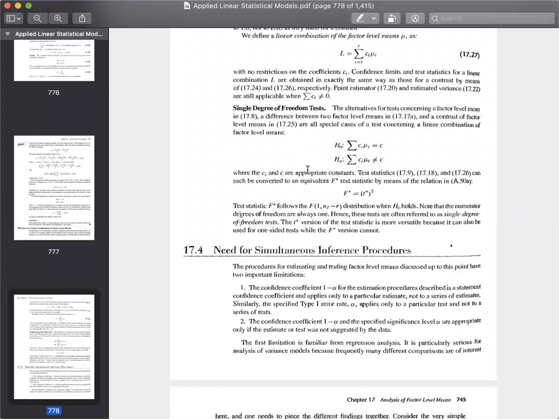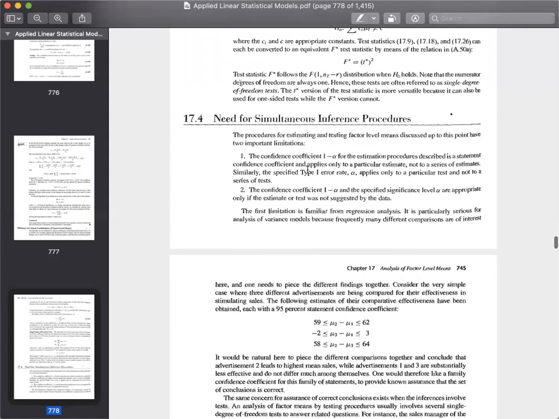The test statistics 17.9, 17.18, and 17.26 can each be converted to an equivalent F star test statistic by means of the relation in 8.50a, where F star is equal to t star squared. The test statistic F star follows the F(1, n_T minus r) distribution when the null hypothesis holds. Note that the numerator degrees of freedom are always 1. Hence, these tests are often referred to as single degree of freedom tests. The t star version of the test statistic is more versatile because it can be used for one-sided tests, while the F star version cannot.